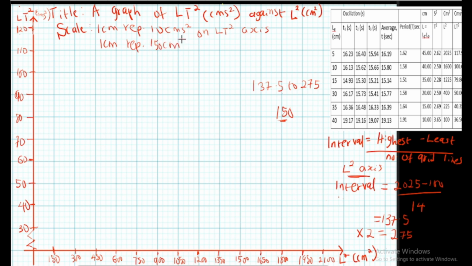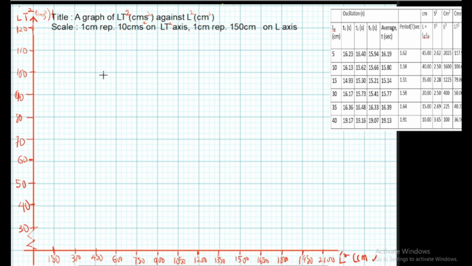150 cm squared on L squared axis. So we can go ahead now to plot our graph. Alright, so this is the title of our graph and the scale. The graph is a graph of LT squared, the unit cm second squared, against L squared, the unit cm squared. So we have this against this.